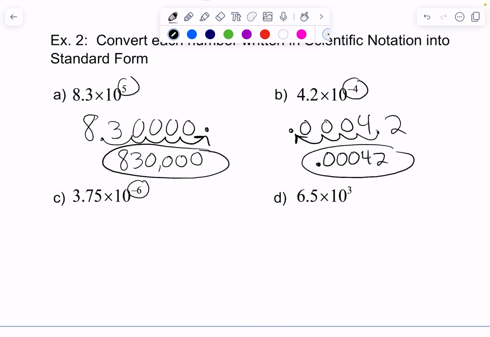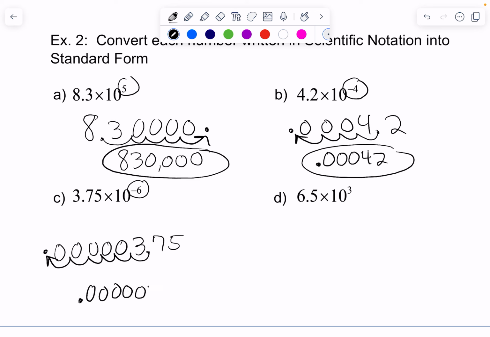0.375 times 10 to the negative 6 power. That means I'm going to move my decimal 1, 2, 3, 4, 5, 6 to the left. Place your decimal, fill in the gaps with zeros, and I've got 0.0000375. Please clean up your answers.